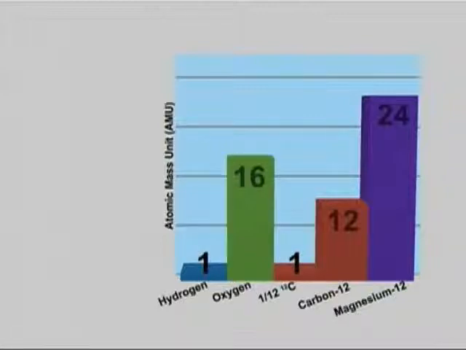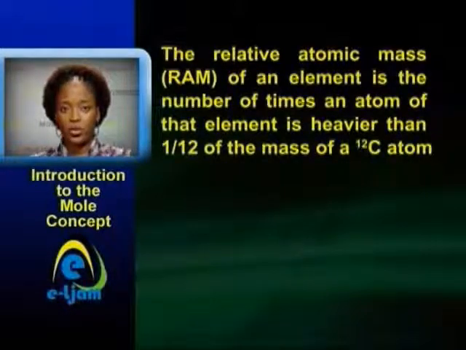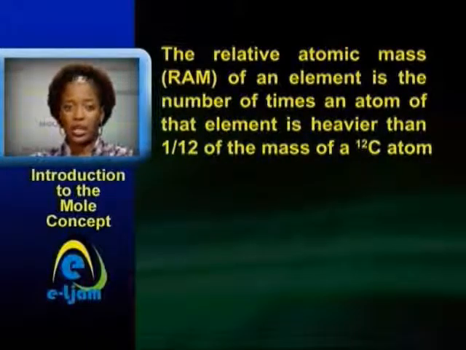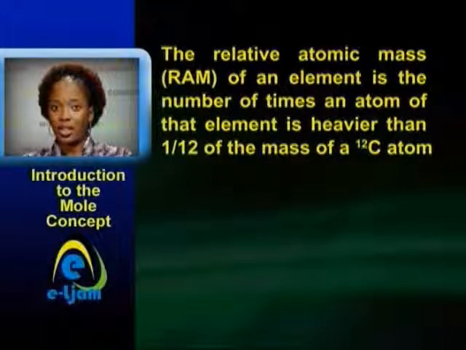So oxygen has 16 times the mass of 1/12 of the mass of a carbon-12 atom, and magnesium 24 times, etc. The relative atomic mass, or RAM, of an element is the number of times an atom of that element is heavier than 1/12 of the mass of a carbon-12 atom.